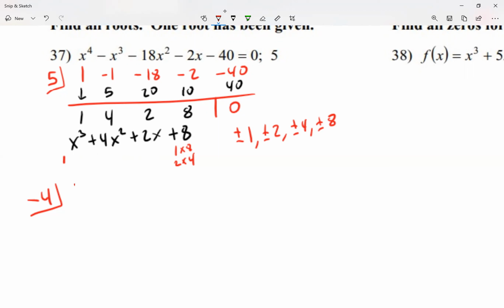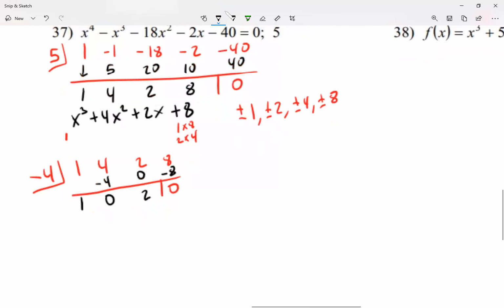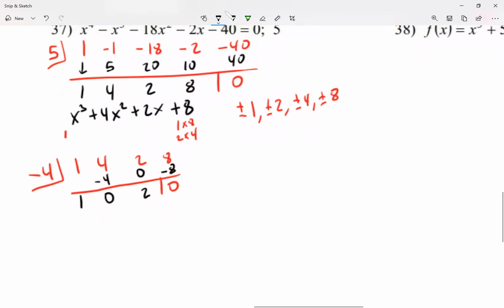So my coefficients are 1, 4, 2, and 8. And I'm saying my remainder will be 0. Again, if my remainder is not 0, it doesn't work. So bring the first number down. Multiply by negative 4. Combine them. Multiply by negative 4. Then combine this. Multiply by negative 4. Boom. See how negative 4 worked. Any other would not work.